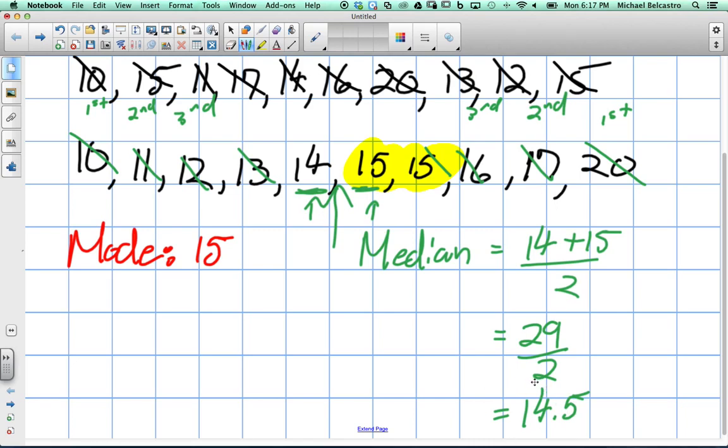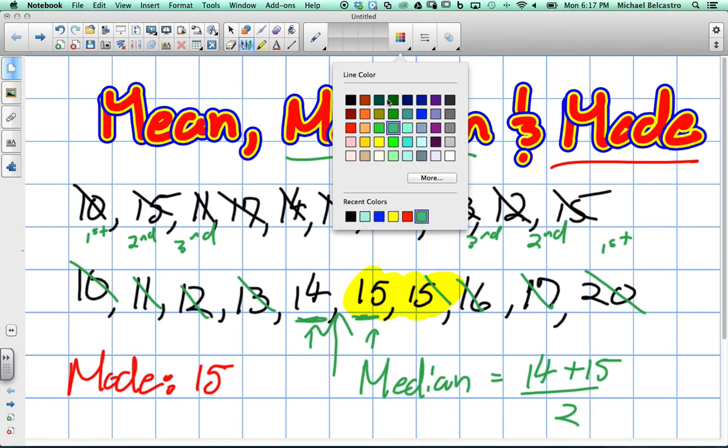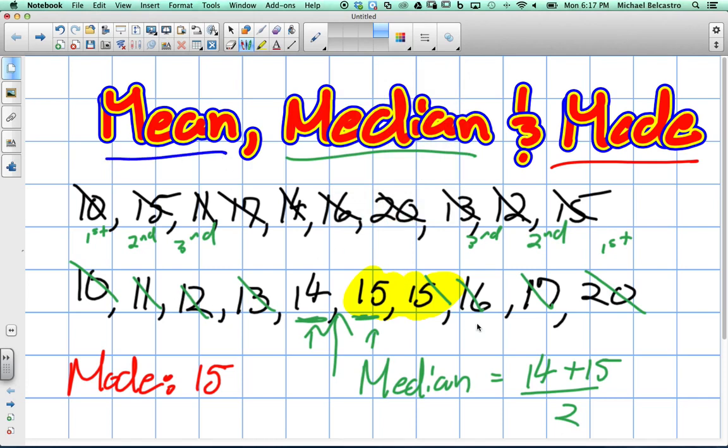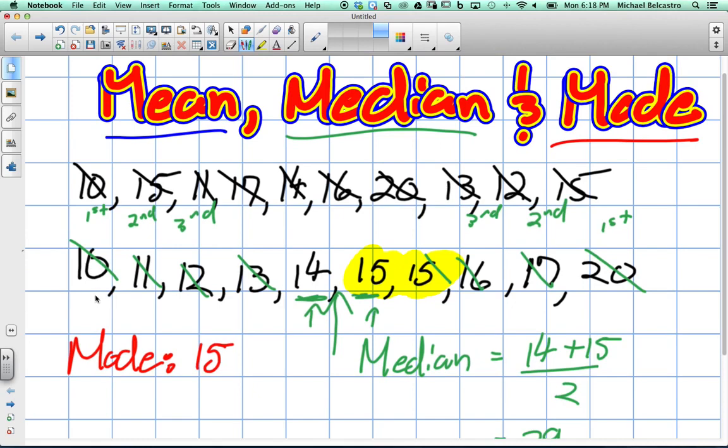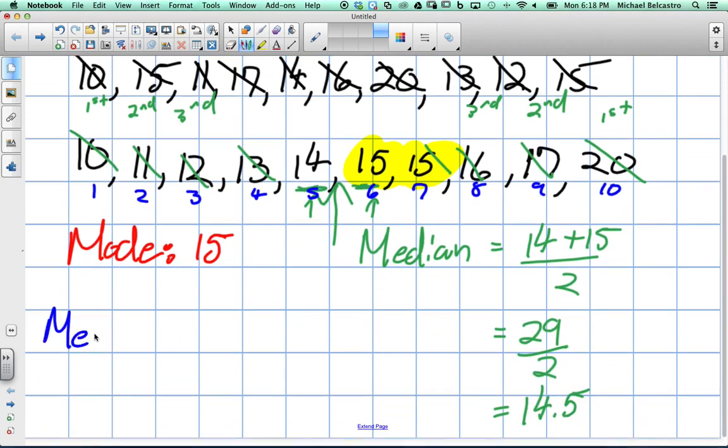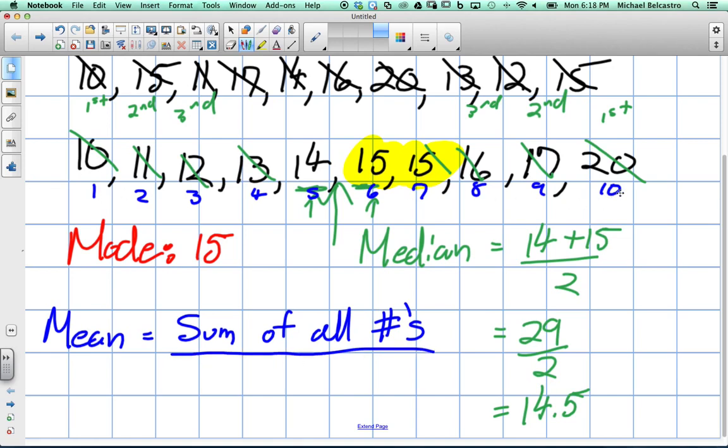That's really important for us. And those are the two easiest to do when you have a large set of data. The hardest one is going to be the mean. The mean is similar to what we did to find the median, except we're going to take every single value. So let's figure out how many there are. There's 1, 2, 3, 4, 5, 6, 7, 8, 9, 10. So we know there's 10 pieces of data. For the mean, we take the sum of all numbers and divide by the number of numbers there are. How many numbers are there? 10. So we divide by 10.